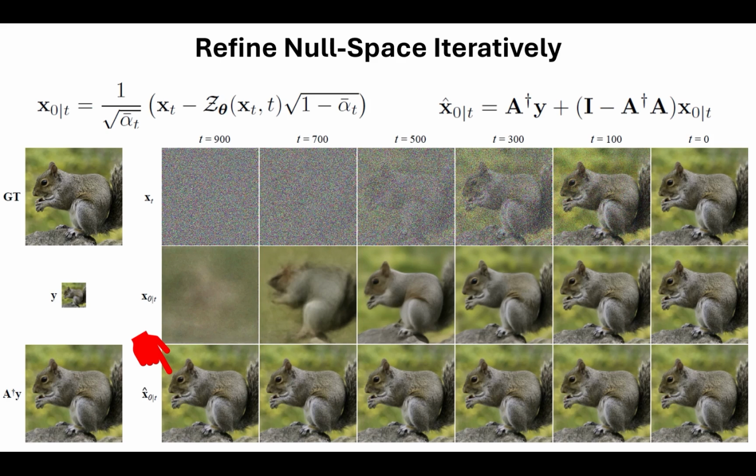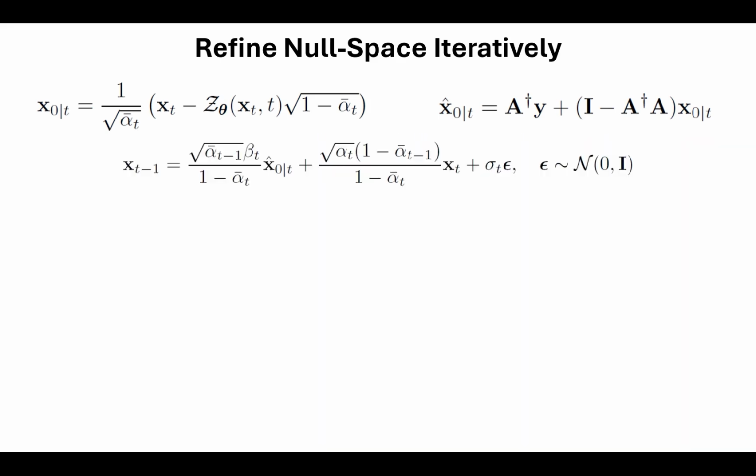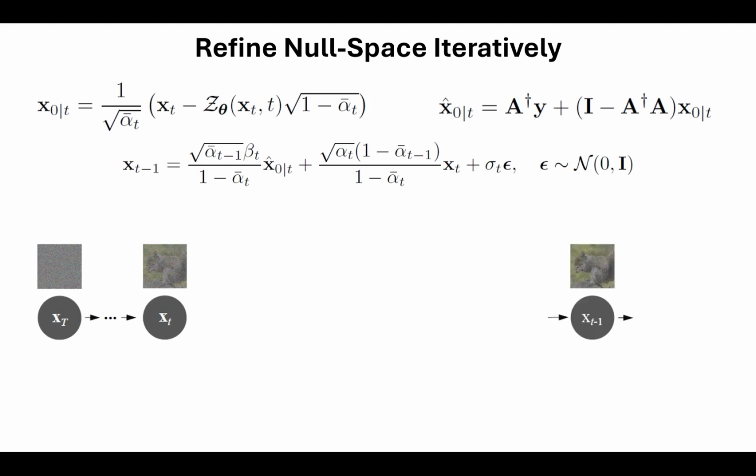And then in the future columns you see that it refines the null space and adds more details in the area, so it becomes a higher quality one. And to visually summarize the denoising step we have to do, let's assume we started from x capital T and now we are at xt. Our job is to denoise it in one step and reach xt-1.